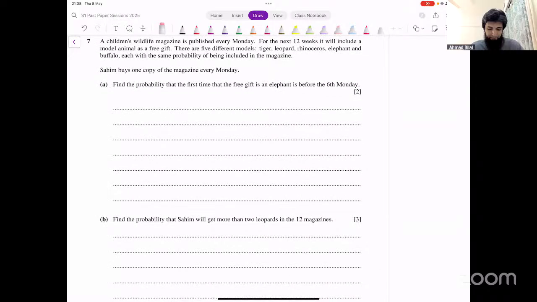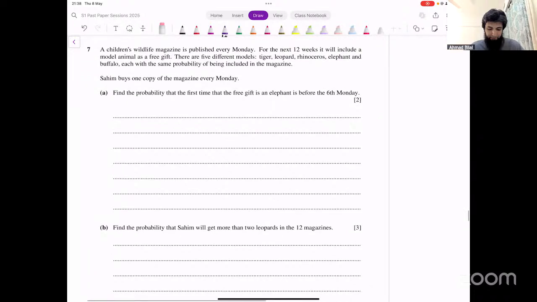Okay, let's actually do this. It looks like a good question. Let's do this as well, and then move on to the next paper after this. A children's wildlife magazine is published every Monday. For the next 12 weeks, it will include a model animal as a free gift. There are 5 different models, each with the same probability of being included in the magazine. Sahim buys 1 copy of the magazine every Monday. Find the probability that the first time the free gift is an elephant is before the 6th Monday.